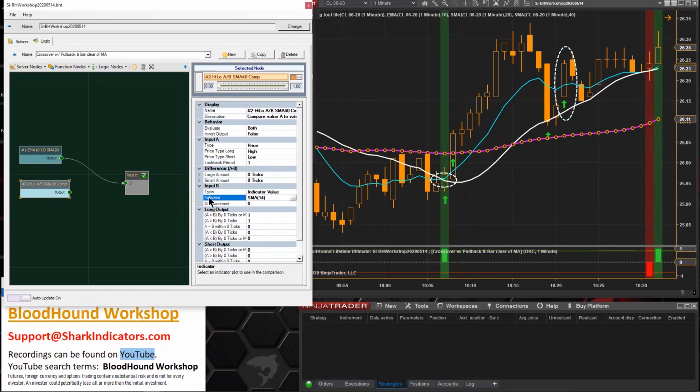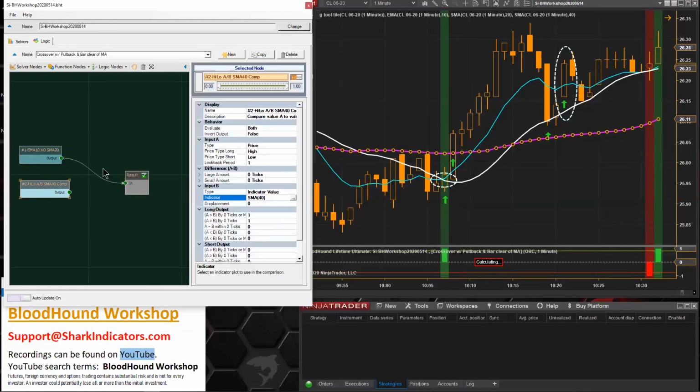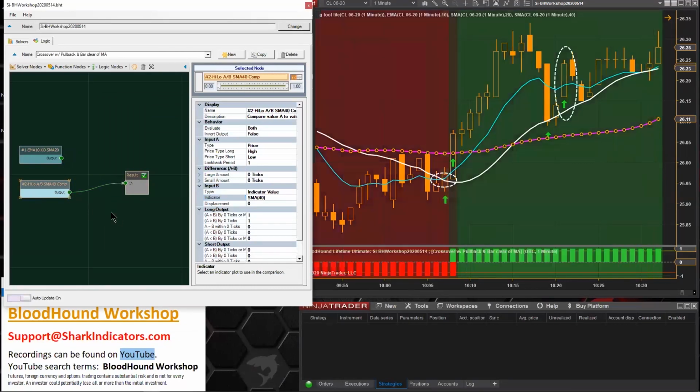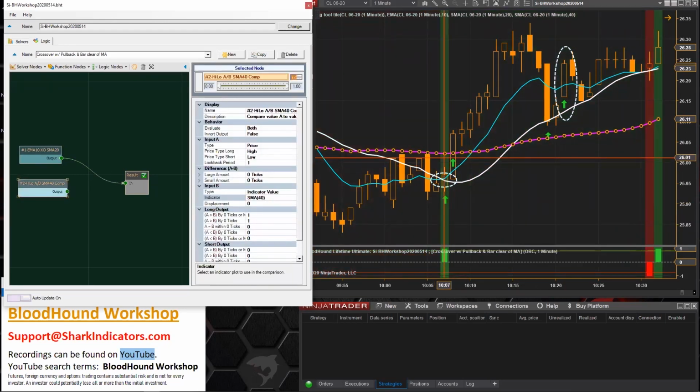All right, and then input B, that's going to be our SMA 40. The SMA is already selected for us, that's the default indicator. So now let's just go 40 period, call it good, and we should plug this in. There we go. Cool. As long as the high of the bar is above the SMA 40, we're going to get a long output there, like so.